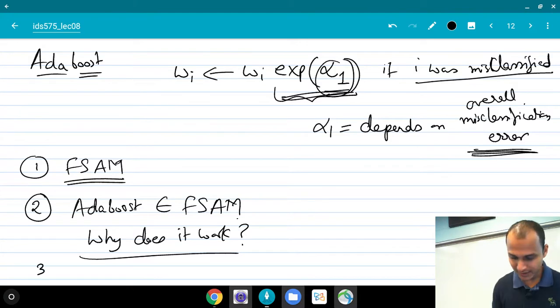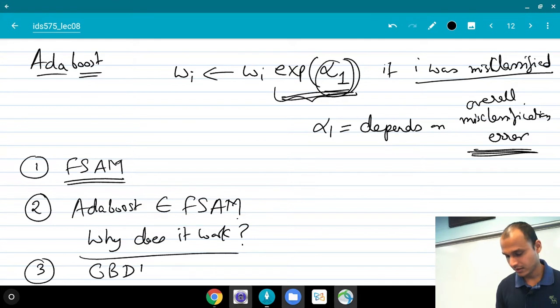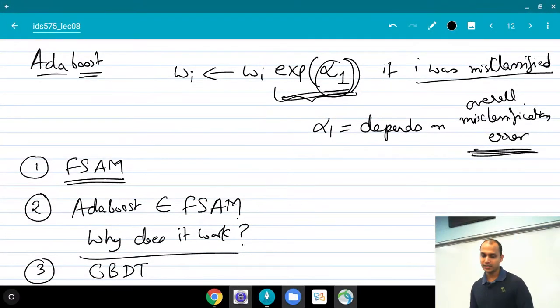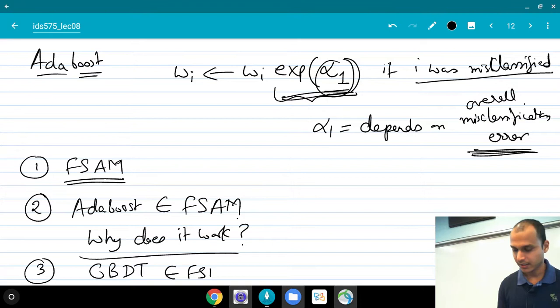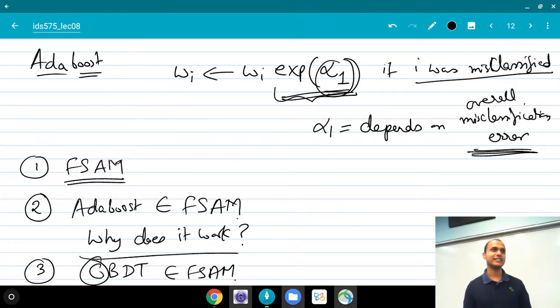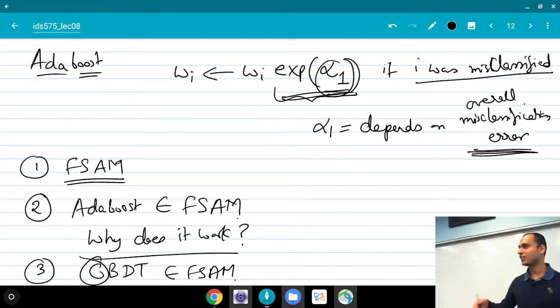The third thing is we're going to look at another family, gradient boosted decision trees, which also belong to forward stage-wise additive models. The key part there would be the gradients. We'll try to understand it from the gradient perspective. We saw gradients before when we said we can solve linear regression models using gradients and gradient updates, so we'll revisit that idea here. Any questions about what we're going to do next? No questions? Okay.